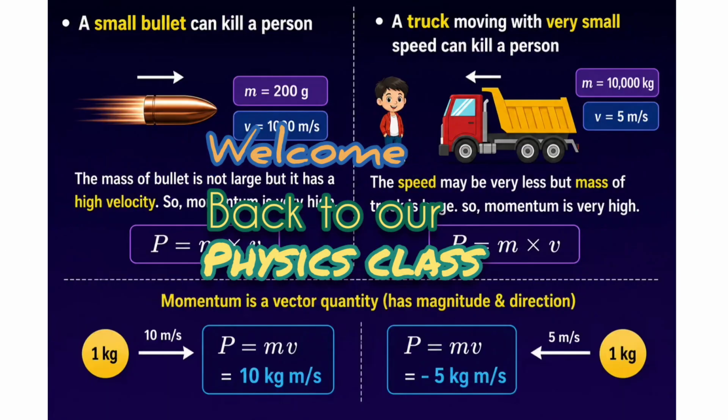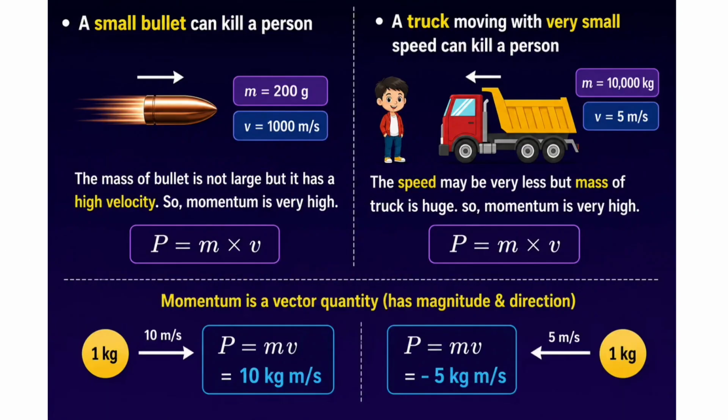Now, truck versus bullet example. Look at the top half of the screen. We have two extreme scenarios that can both be deadly because of high momentum. First, look at the small bullet. Its mass is tiny, only 200 grams, but it travels at an incredible velocity of 1000 meters per second.